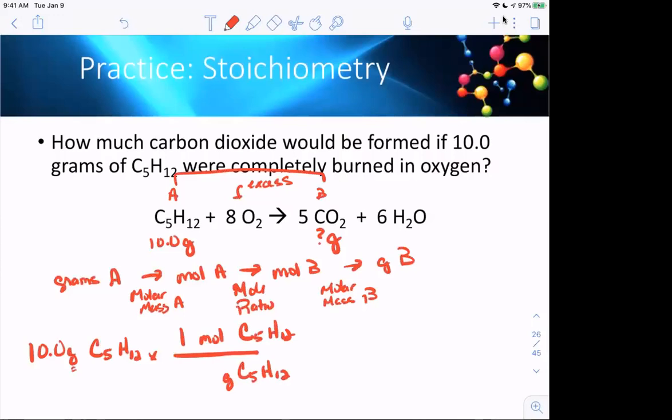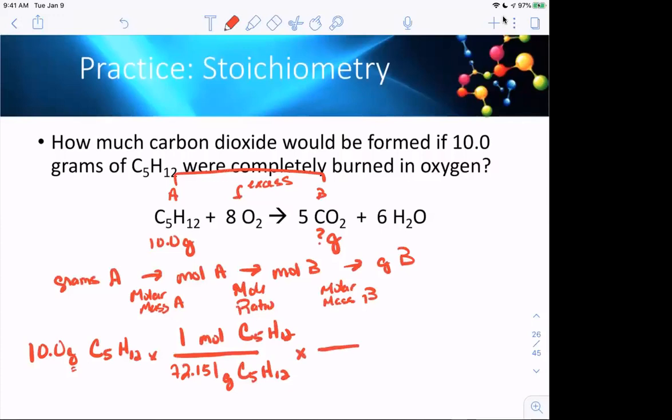I'm going to go ahead and take my calculator. I'm going to say 5 times 12.011. That's equal to 60.055 plus 12 times 1.008. The molar mass of the C5H12 is 72.151 grams per mole.